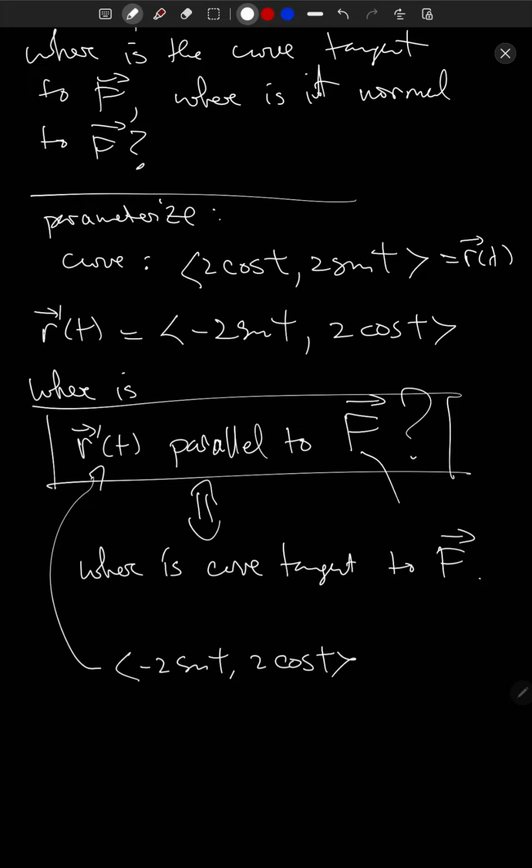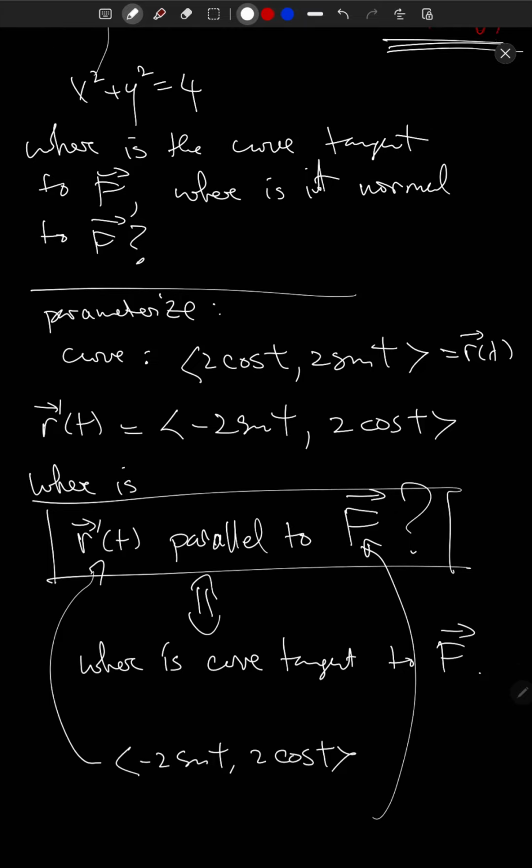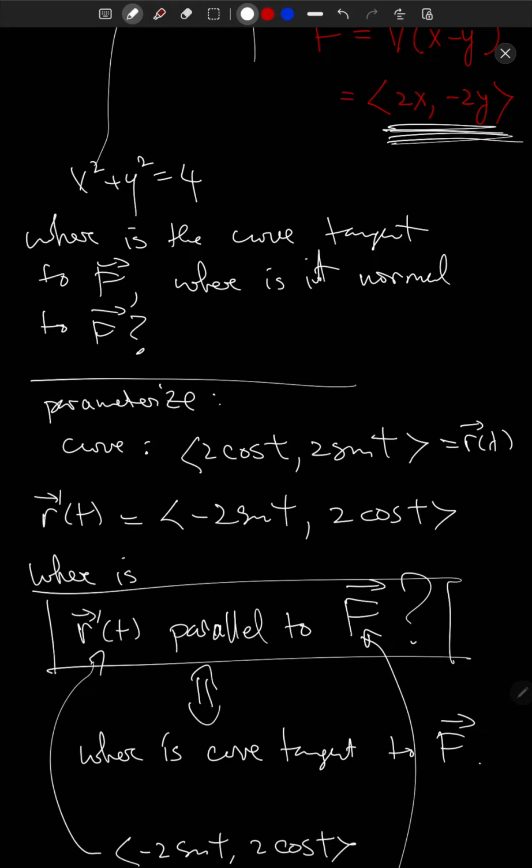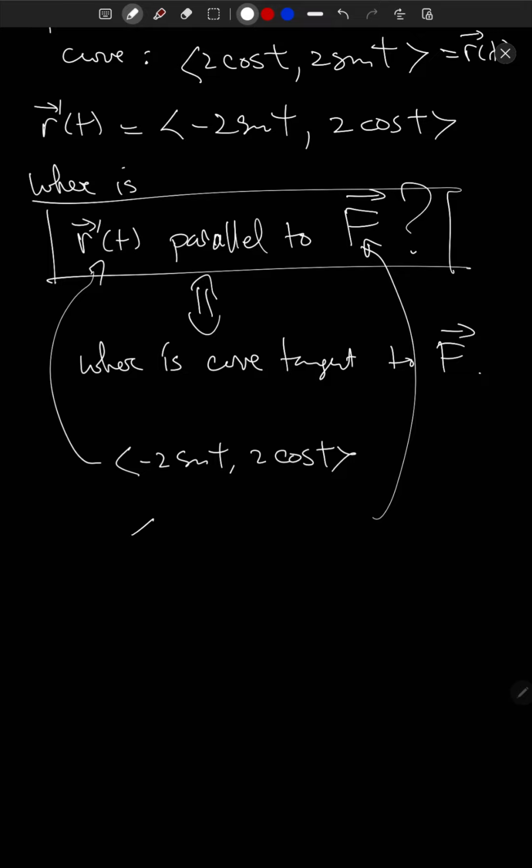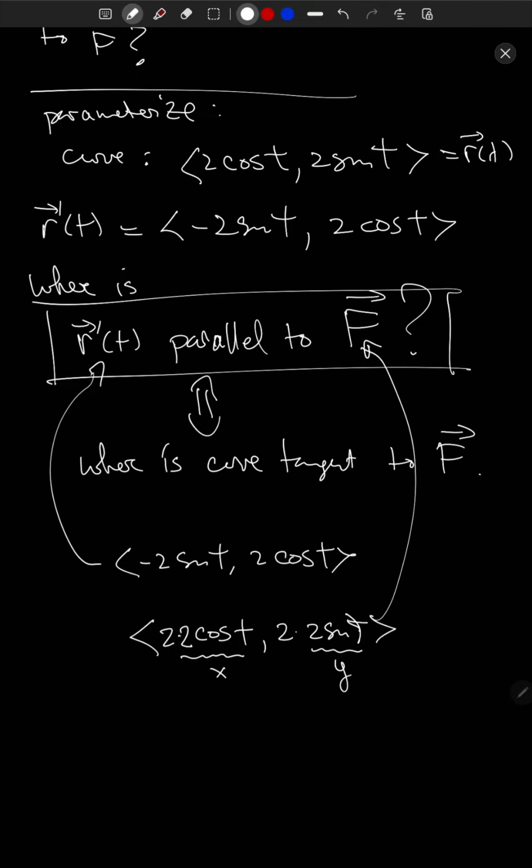And the F at that particular t is, well, what is our F? It was 2x comma minus 2y. And so our F is 2 times 2 cos t, that's x, right? 2x, comma 2y times 2 sine t, right? So this was my x, this is my y from my parameterization up here.